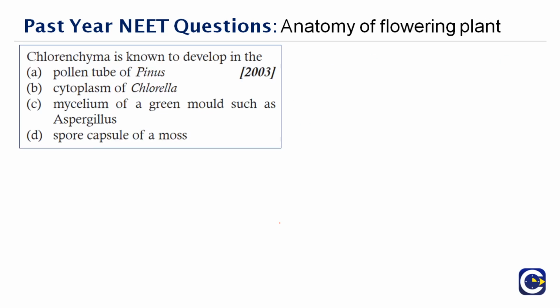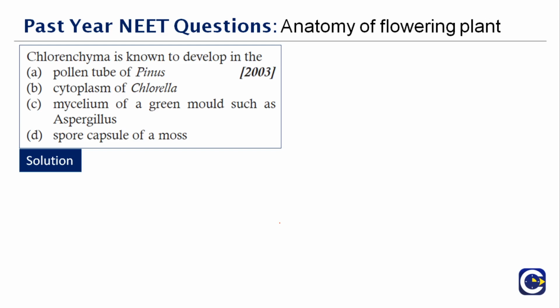Next question here. Chlorenchyma is known to develop in dash. What do you mean by chlorenchyma? You have parenchyma. Likewise, now we are going to see about chlorenchyma. Chlorenchyma is a tissue that contains chloroplasts and it is photosynthetic since it is chloro. Chlorenchyma makes up the mesophyll tissue of the plant leaves and is also found in the stems of certain plant species. So what will be the main function of this chlorenchyma?